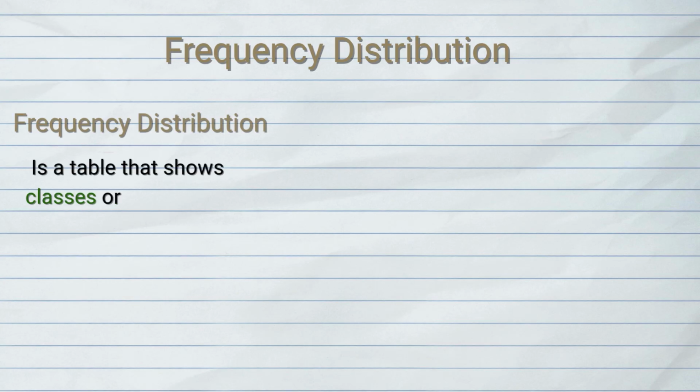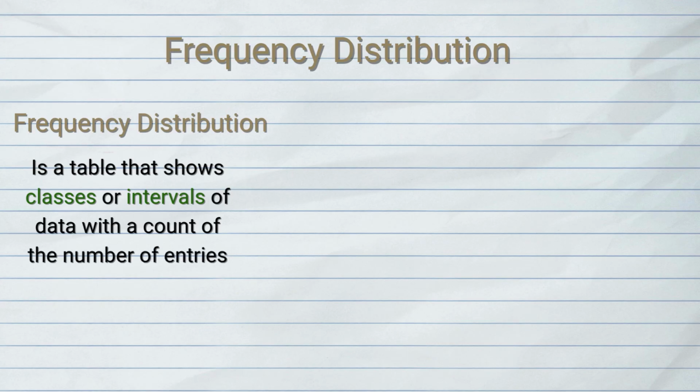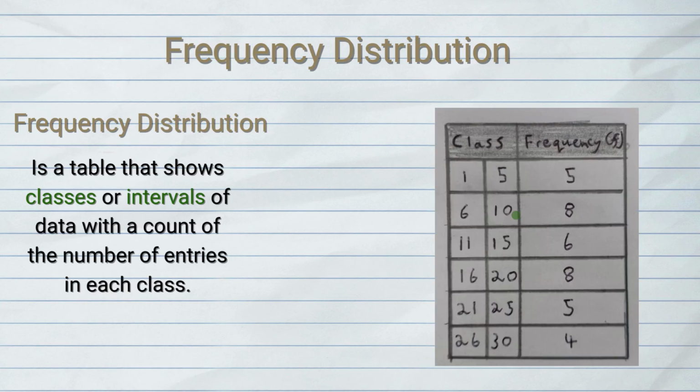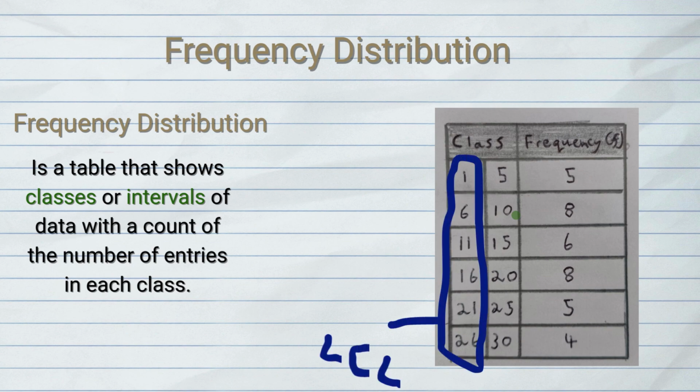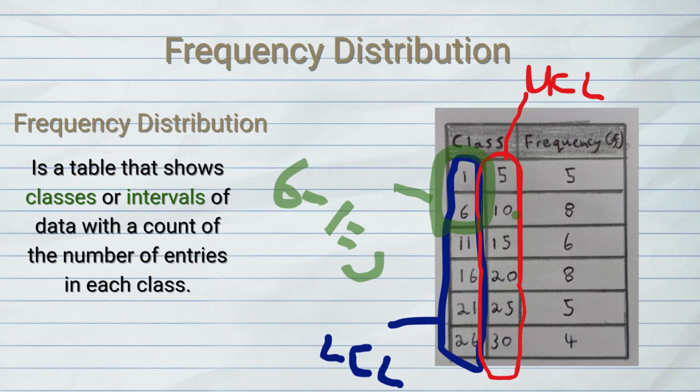A frequency distribution is a table that shows classes or intervals of data with a count of the number of entries in each class. Here's a frequency distribution with classes and their frequencies. Under the class, the first column is the lower class limit, LCL, which tells us the smallest value that can be included in a class interval. The second column is the upper class limit, UCL, which tells us the highest value that can be included in a class interval. Class width is the difference between the UCL and LCL of a class interval.